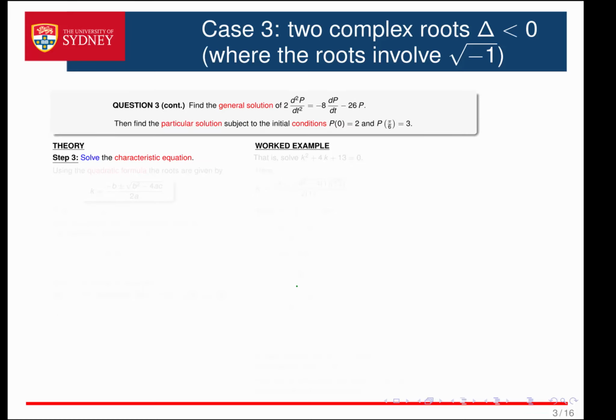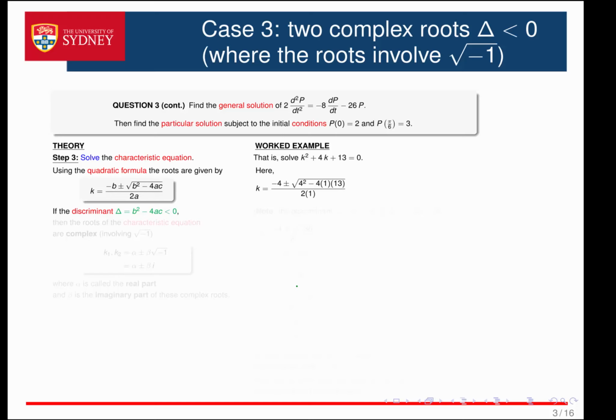Step 3. Solve the characteristic equation. We want to find the values of k such that k squared plus 4k plus 13 is equal to 0. One way to do this is to use the quadratic formula. The quadratic formula gives k is equal to negative 4 plus or minus the square root of 4 squared minus 4 times 1 times 13, all divided by 2 times 1. Recall that the expression under the square root sign, b squared minus 4ac, is called the discriminant. Now, if the discriminant is negative, then the solutions for k1 and k2 will include the square roots of a negative number. Some students may not have seen this before.